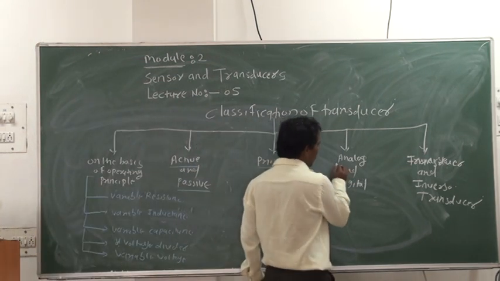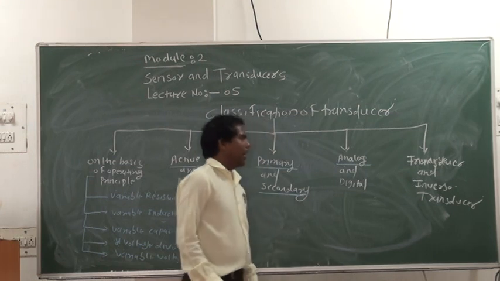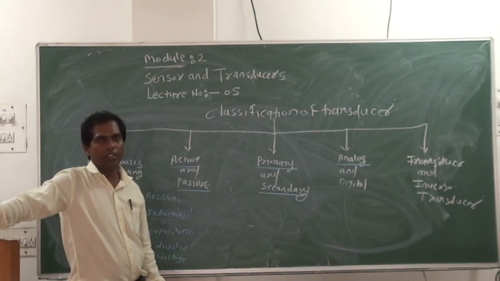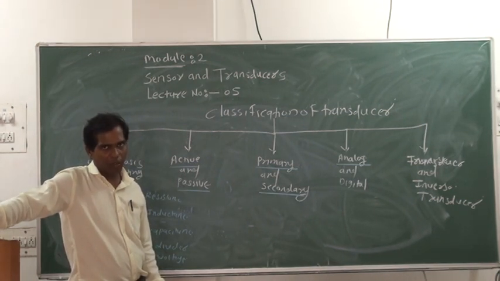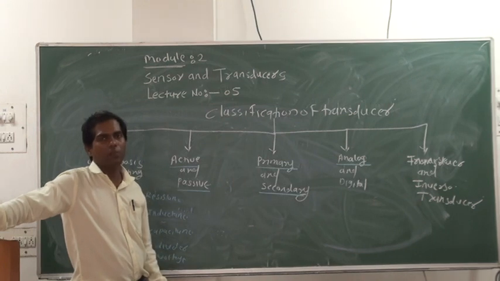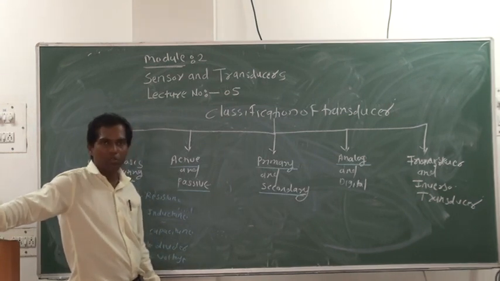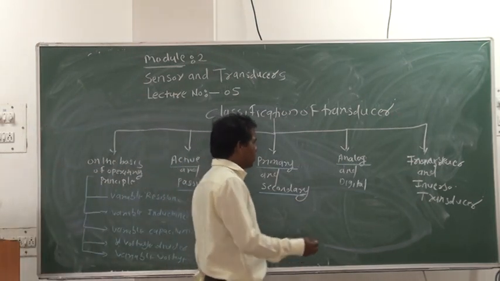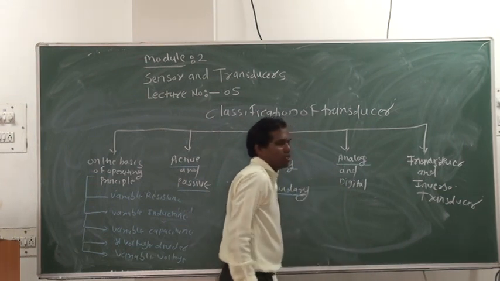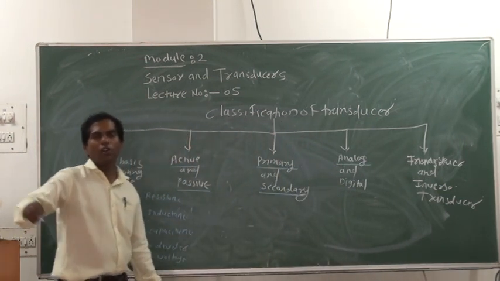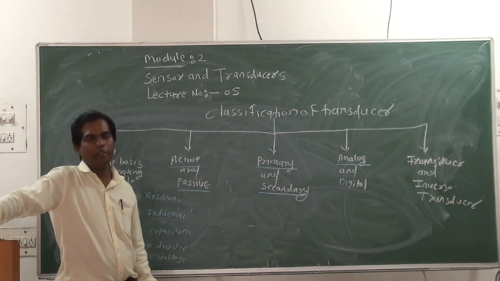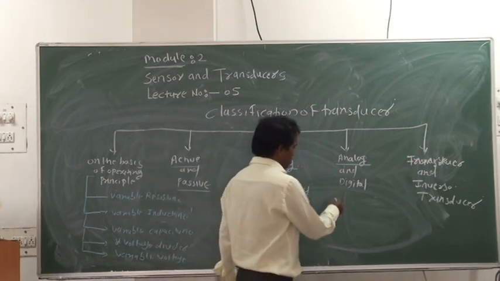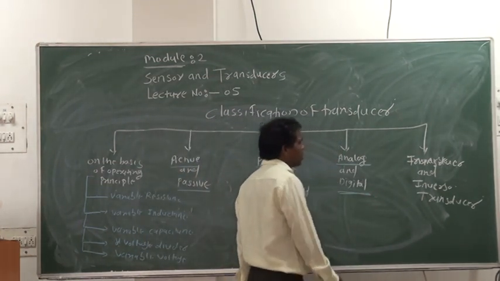Then analog. Analog transducers are the transducers where the input quantity is converted into an output signal in the form of analog, and the output is a continuous function of time. That type of transducer we call your analog transducer. Then digital, the input given to the transducer is converted into digital format or pulses in the form of 0 and 1, and the output is a discrete-time function of time, that is called a digital transducer.